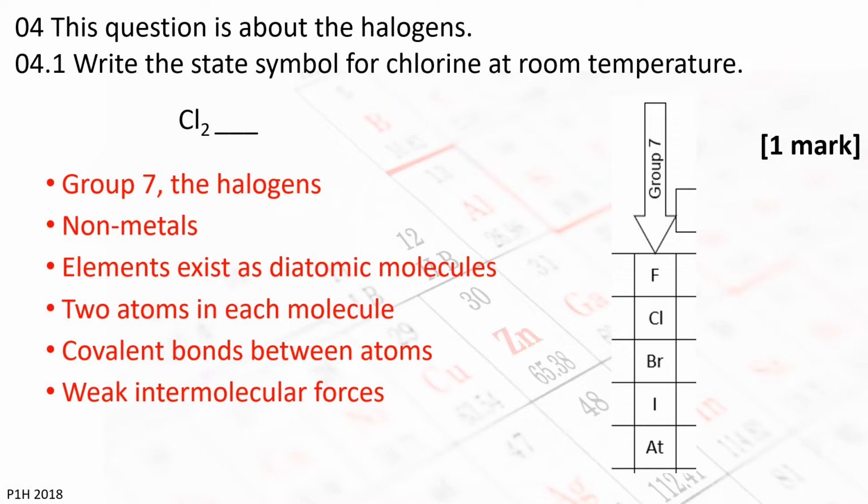The halogens are all non-metals. The elements exist as diatomic molecules with 2 atoms in each molecule. For example, chlorine, Cl2, bromine, Br2, iodine, I2, etc. There are covalent bonds between the atoms. Remember that covalent bonds occur between nonmetals.